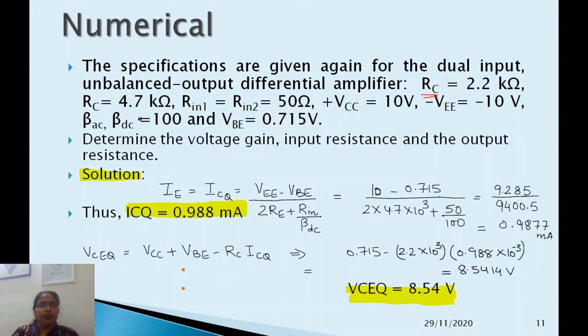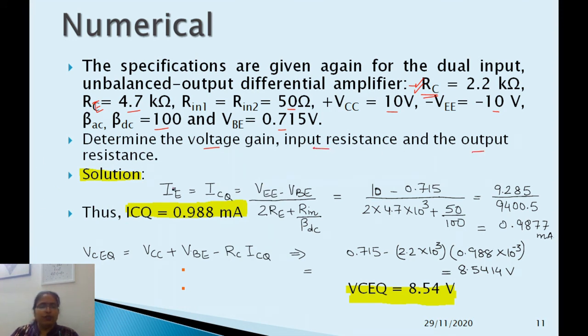So let us start with one numerical for this amplifier. The specifications are given as RC is equal to 2.2 kilo ohms. RE is equal to 4.7 kilo ohm. R in 1 is equal to R in 2 is equal to 50 ohm. VCC is equal to 10 volt. V is equal to 10 volt. And beta AC and beta DC both are equal to 100. And VB is equal to 0.715. Now what we have to determine? We have to determine the voltage gain, output resistance and input resistance, right?